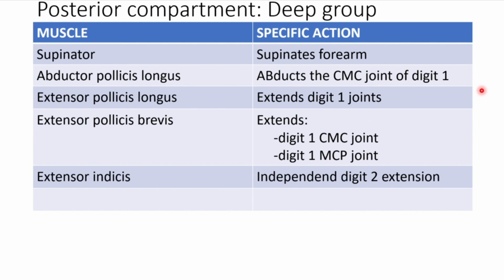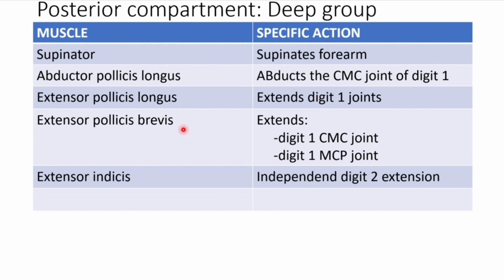And last but not least, the deep group of the muscles in the posterior compartment of the forearm include the supinator, which, true to its name, supinates the forearm. The abductor pollicis longus abducts the carpometacarpal joint of digit number 1, that being the pollex or the thumb. The extensor pollicis longus extends all joints associated with the pollex, including the carpometacarpal joint, the metacarpophalangeal joint, and the interphalangeal joints.